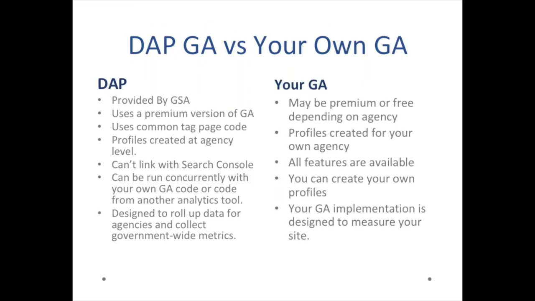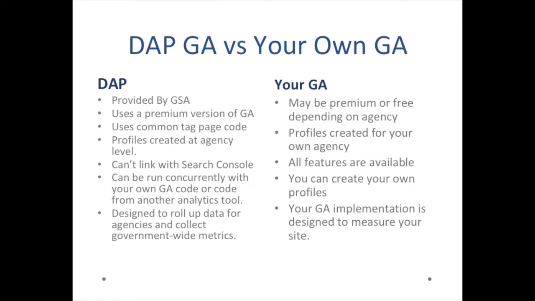So let's dive a little bit into the differences between the DAP GA versus your own GA. So obviously DAP, as I mentioned, is provided by the GSA as a government-wide service to many federal agencies. This version of Google Analytics is a premium version. So it's called Google Analytics 360. The difference there is that with your own implementation of Google Analytics, it's a free version. So typically, you will not have all of the features that we provide to you out of the box with DAP. So there's definitely a lot of advantages to leveraging DAP as well as your own independently managed Google Analytics.